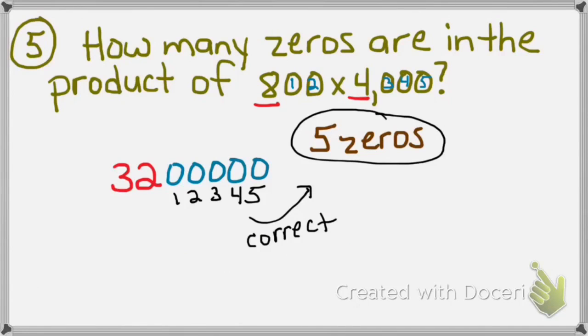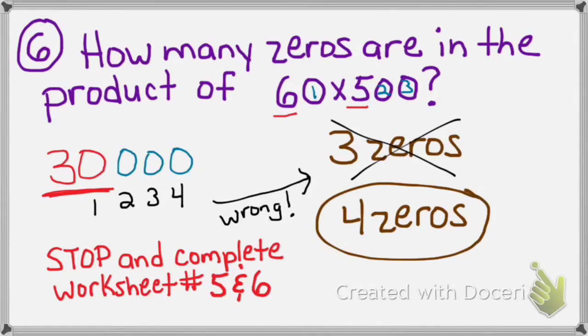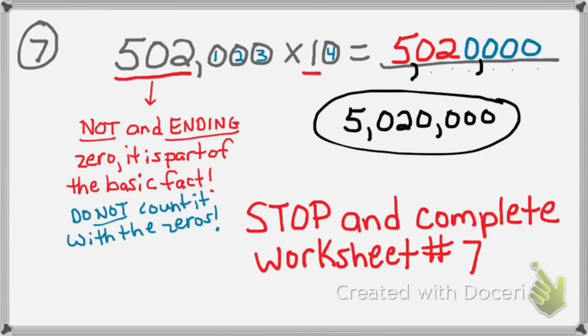In problem number 5 and 6, sometimes it will ask you how many zeros are in the product. Don't just assume you know by counting them, solve them. Because in number 5, you counted 5 and there were 5. But in number 6, your basic facts, 6 times 5 equals 30, that ends in a 0. So if you just counted 3 zeros, that would be wrong. The final answer actually has 4 zeros. So when they ask how many zeros are in a product, solve the problem, then count.